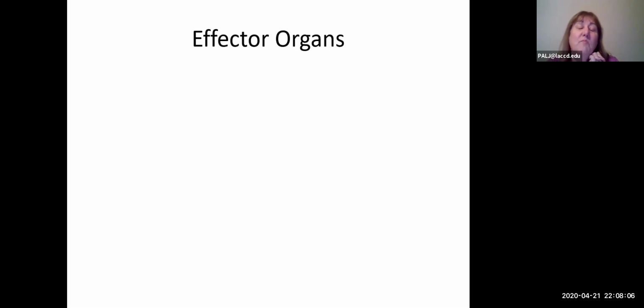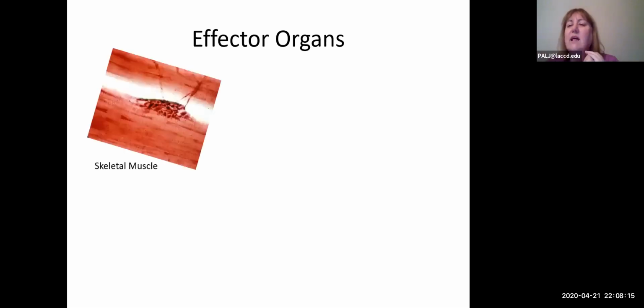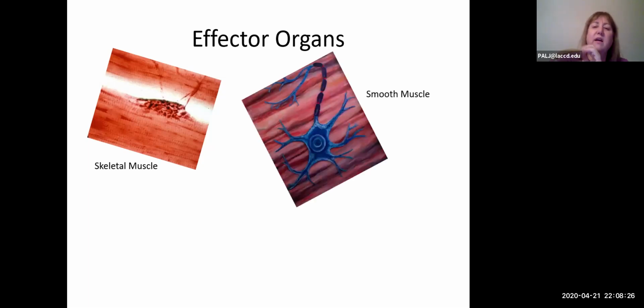So let's talk for a minute about what I mean by effector organs. They fall into 4 categories. The first category, skeletal muscle. So you name one of your 600 plus skeletal muscles, and each one of those can be an effector organ. The second category, smooth muscle. Smooth muscle is found in the walls of all your hollow viscera and your blood vessels.